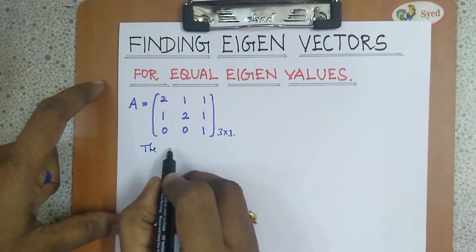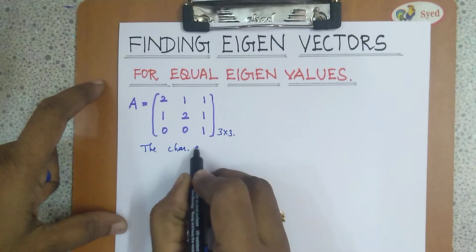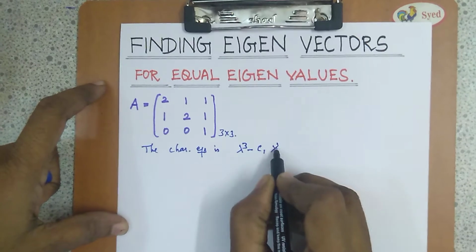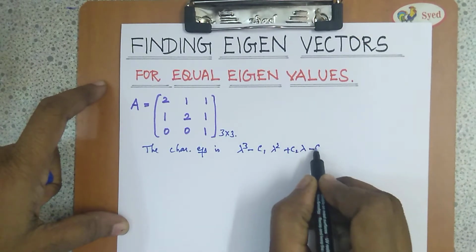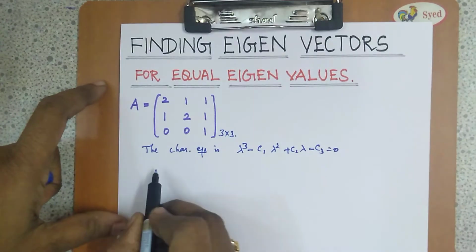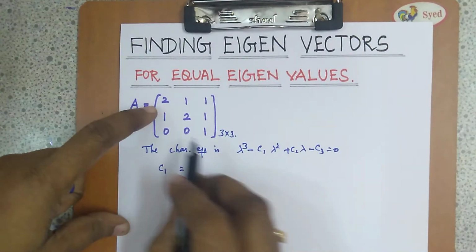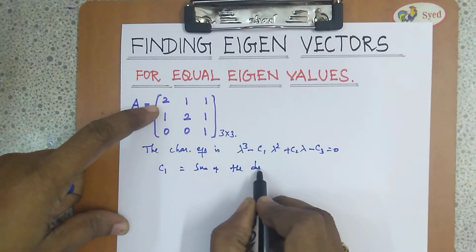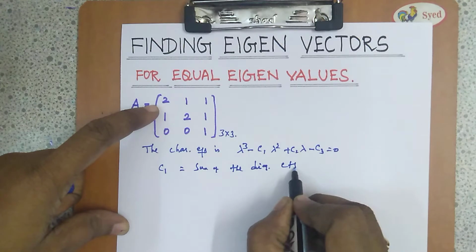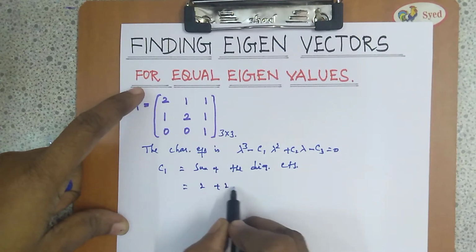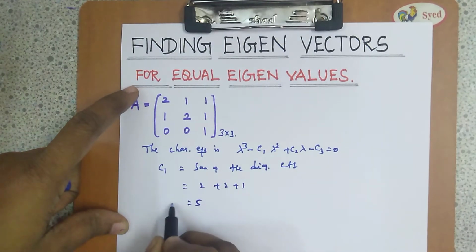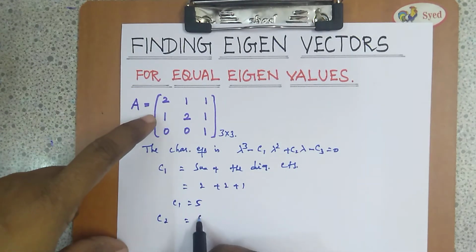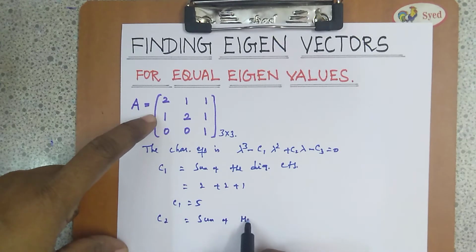The characteristic equation is lambda cube minus C1 lambda square plus C2 lambda minus C3 equal to 0. So C1 is nothing but the sum of the diagonal elements, that is 2 plus 2 plus 1, that is equal to 5. So C1 equal to 5, and then C2 equal to the sum of the minors of the diagonal.